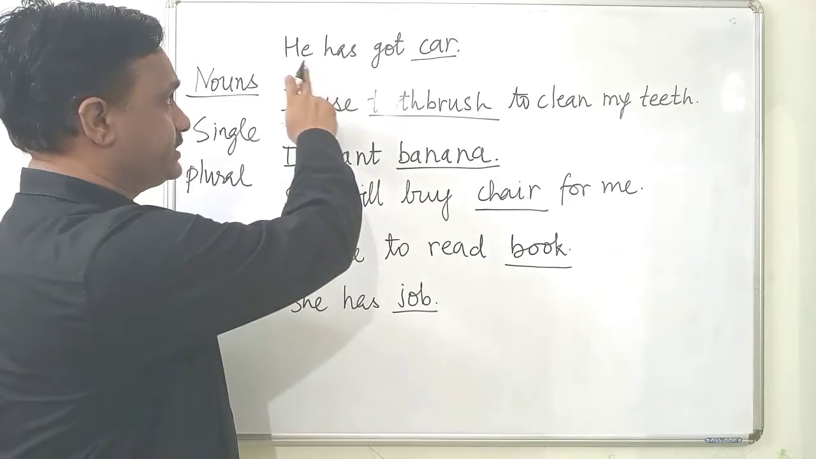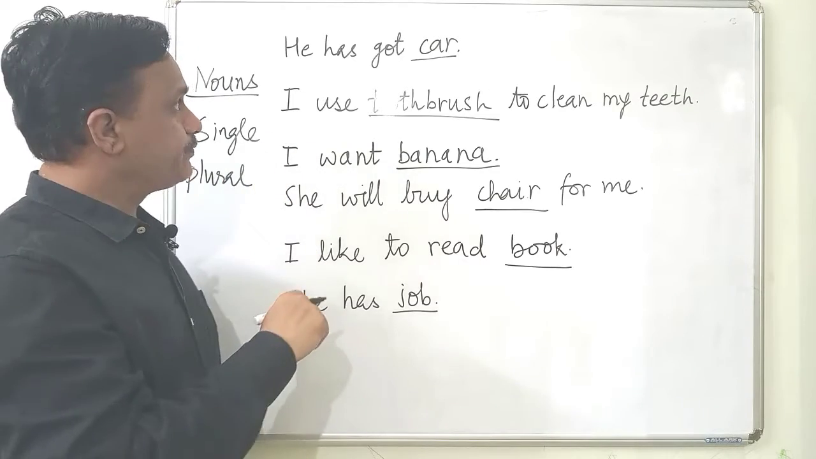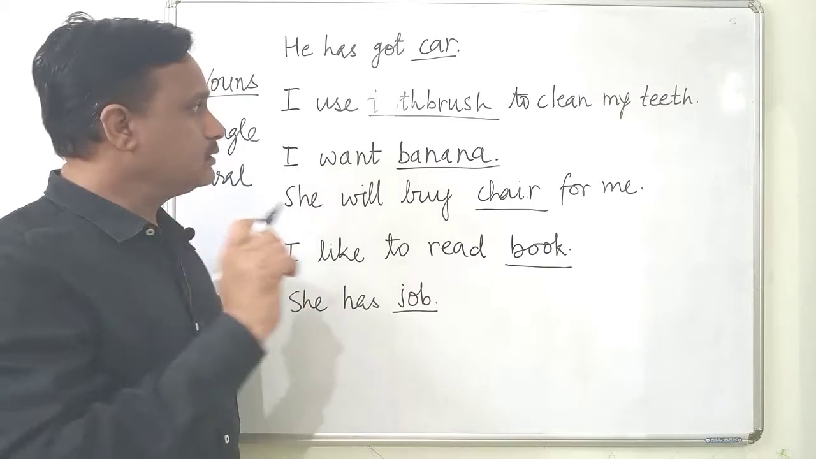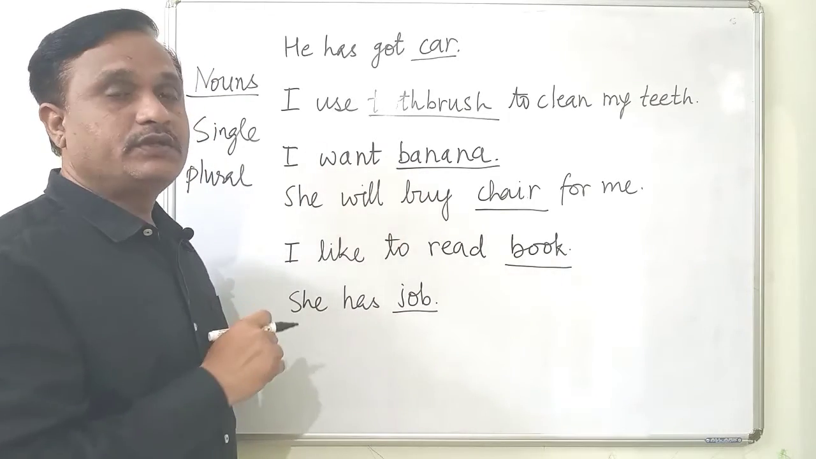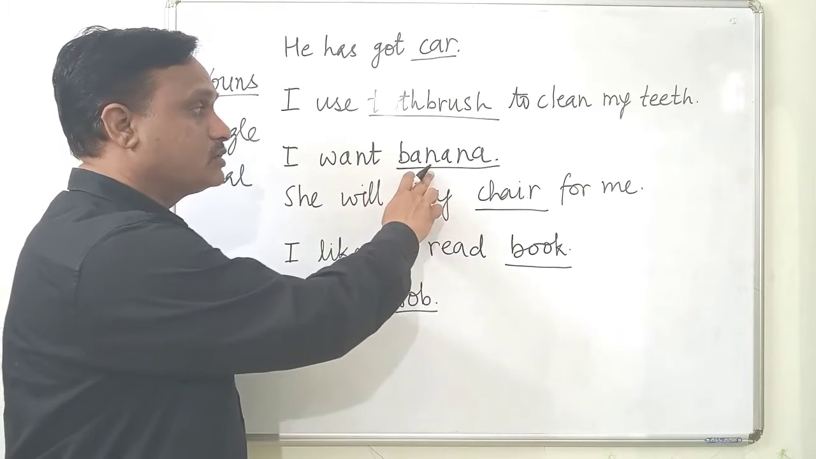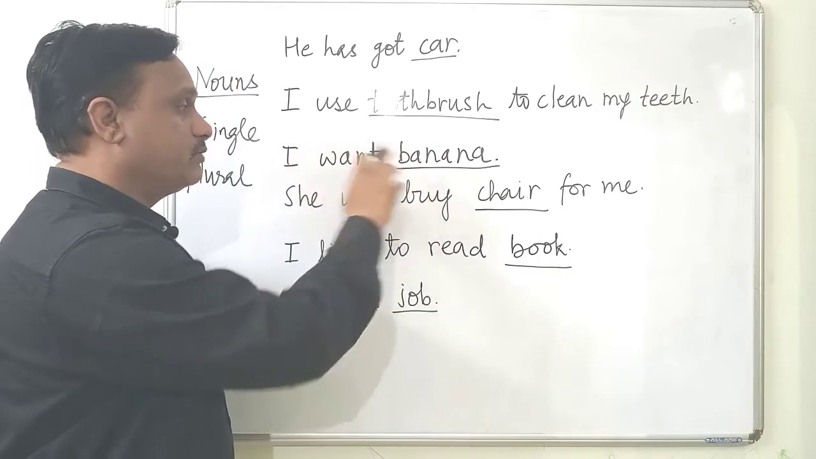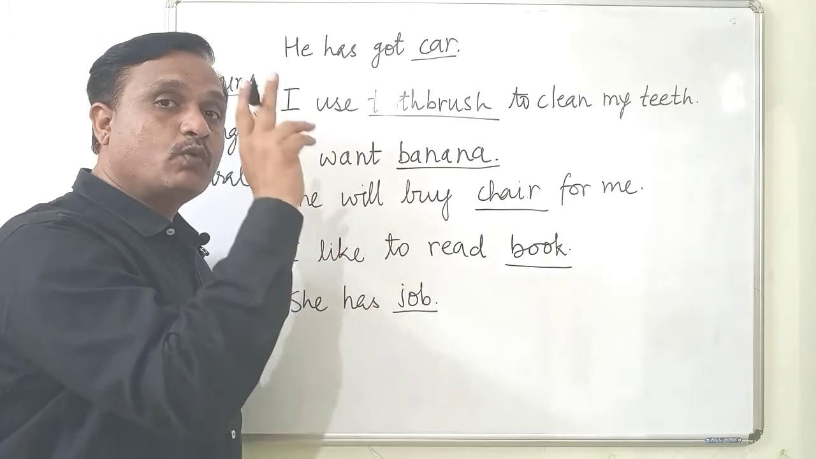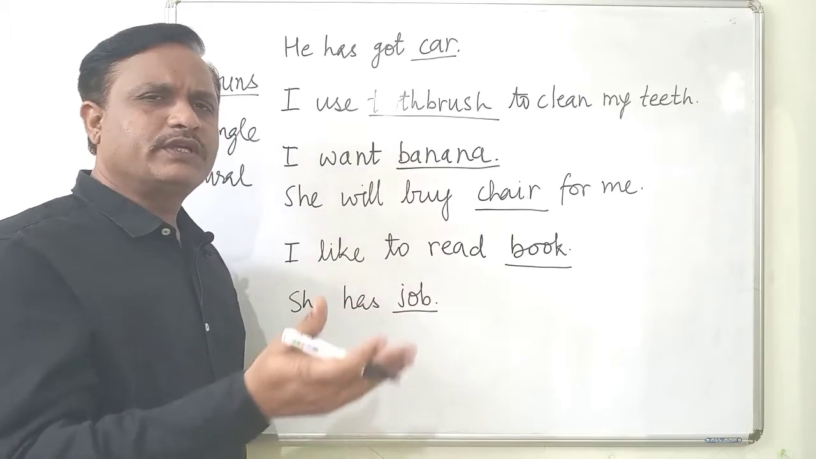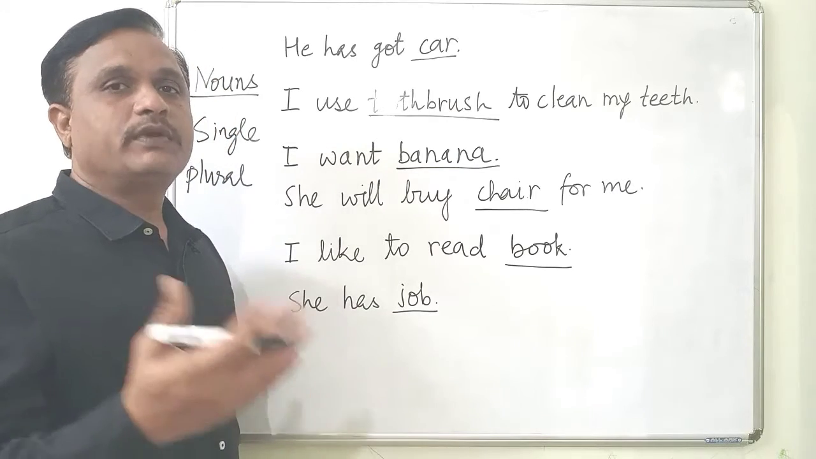Now let's look at this. He has got car. This is a single car and a common car. I use toothbrush, any toothbrush, right? Single only, one toothbrush to clean my teeth. I want banana. Here I'm not talking about bananas. Remember, we are talking about one banana. I want banana. She will buy chair. Only one chair. I like to read book, any book in general, and job. She has job. Job in general.